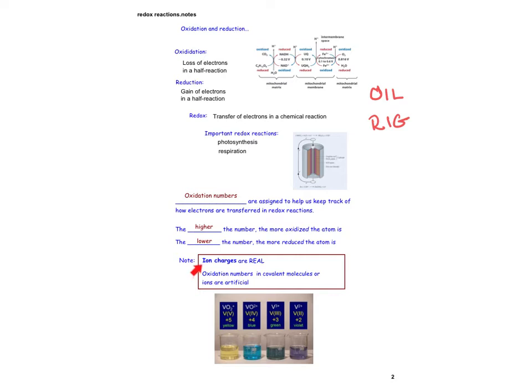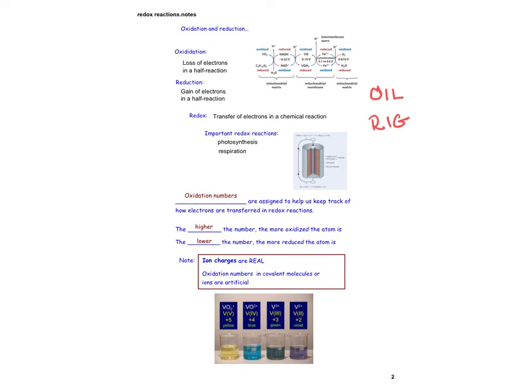One note, ion charges are real, they're measurable. We can measure conductivity and see that a calcium ion has a +2 charge and a sodium ion has a +1 charge. Oxidation numbers in covalent molecules, or in the middle of an ion, those are things that we made up to help us figure out whether things are oxidized or reduced.